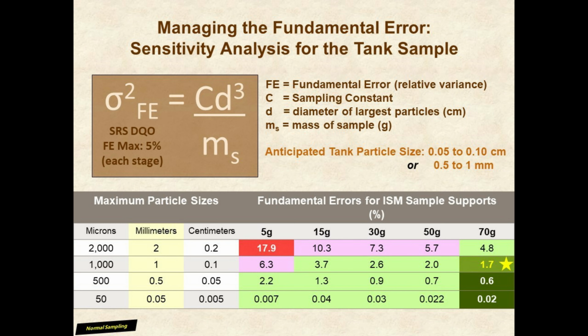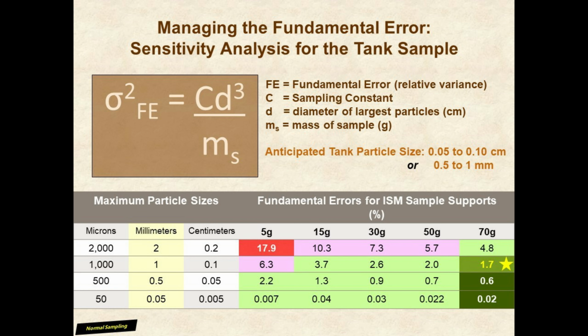The DQOs established the fundamental error limit at 5% for each sampling phase. The next step is to examine the process for and the feasibility of achieving them, or a fallback position if the goals are not achievable. The matrix below contains results from a fundamental error sensitivity analysis which demonstrates the error goals are achievable. Before we examine the matrix, however, we need to review the fundamental error equation and discuss how it works.